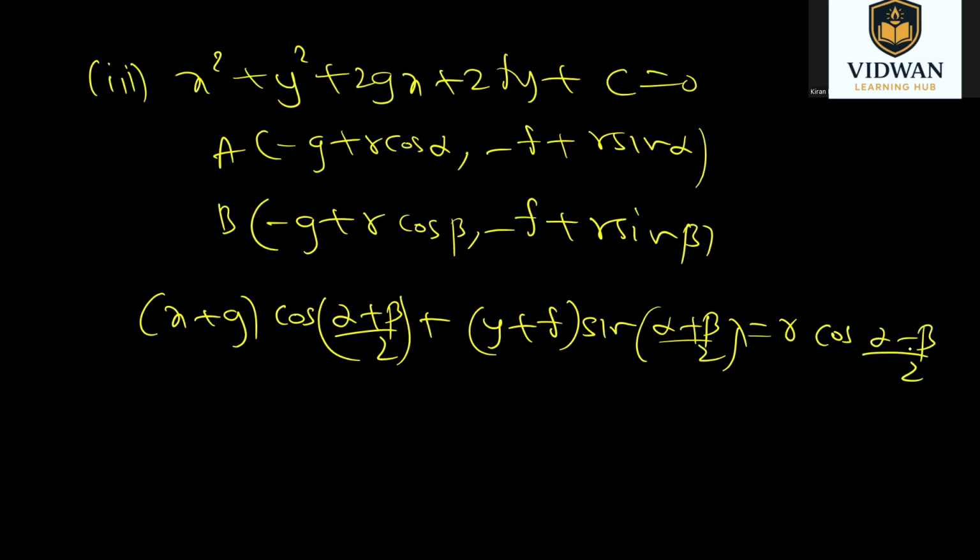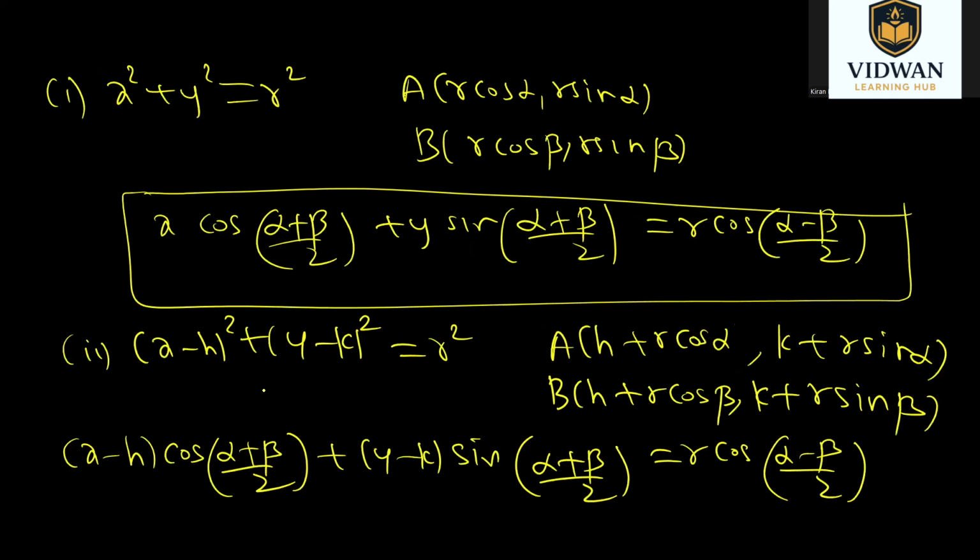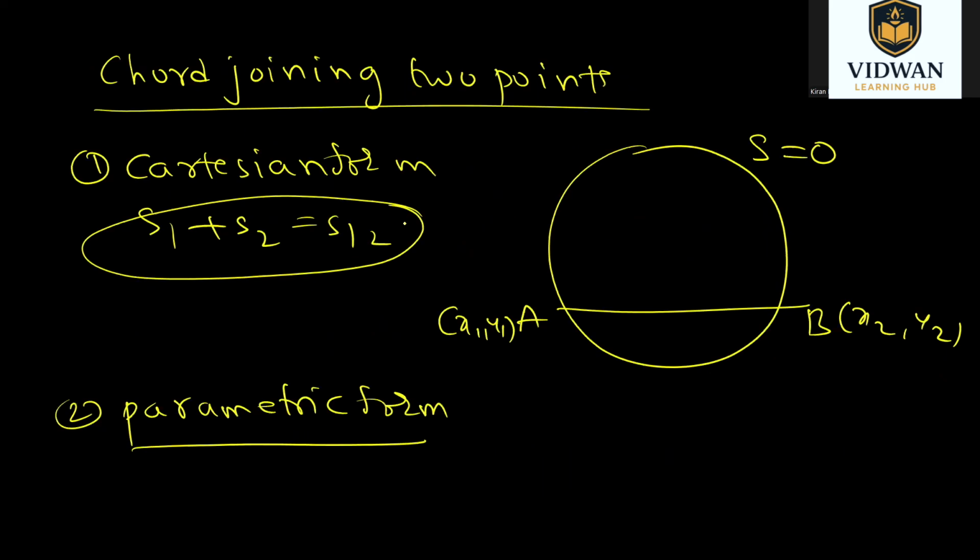And how do you find the radius of the circle? For a general circle, you know r is root of g² + f² − c. We can find it and substitute here. So this is the formula for the chord joining 2 points in parametric form for a general circle. This is for the standard circle and this is for the circle with center origin. So the Cartesian form is not that important, but the parametric form is very, very important under the chord joining 2 points concept. So write this.